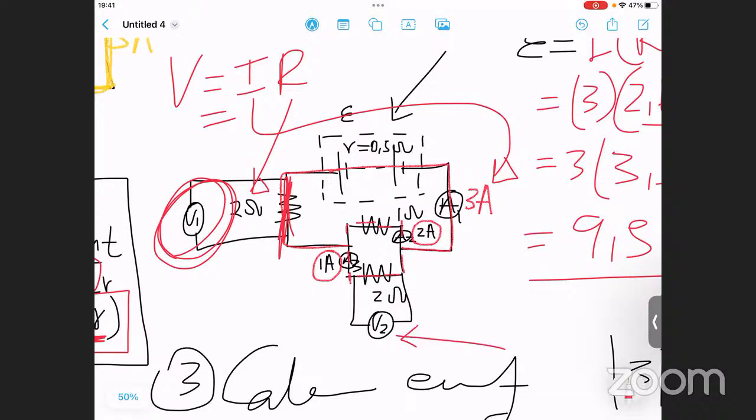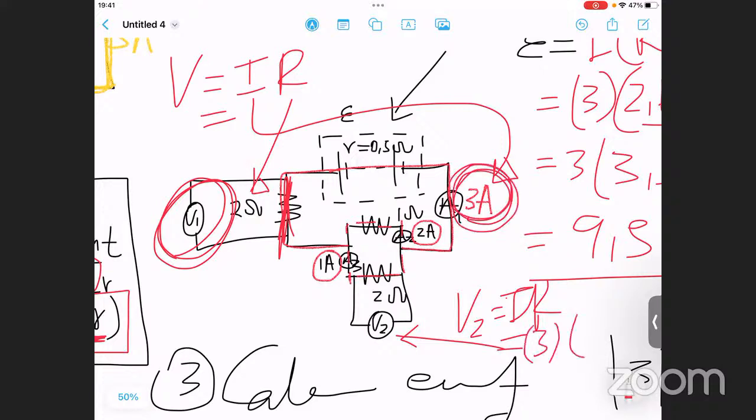You will therefore say V2 equals IR. What is I? If you use the I for the combined, for example that one of 3, that means even the R you use must be for the combined. When I say the combined, I mean the one for R parallel, the one of 2.67.